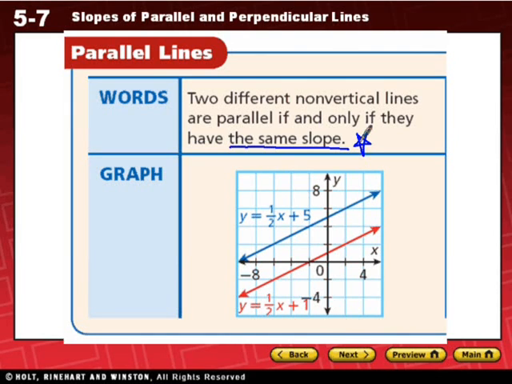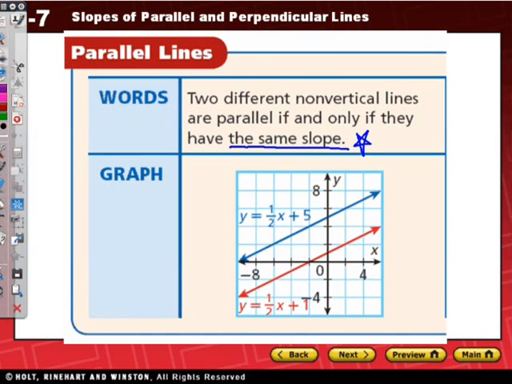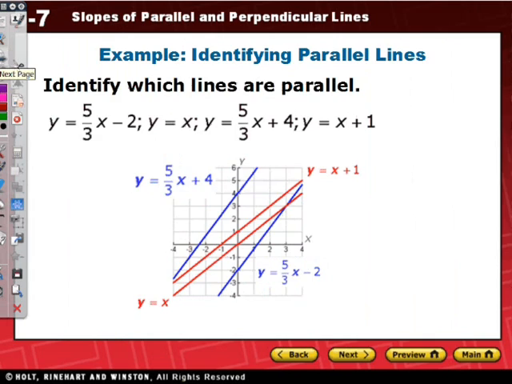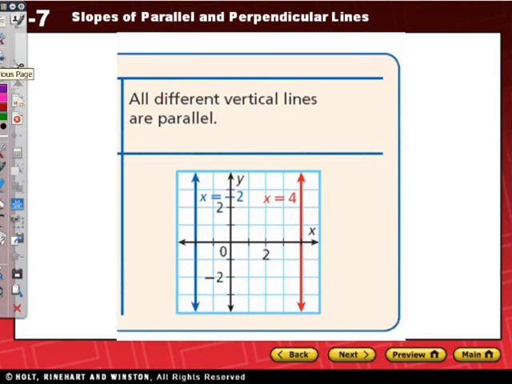I'm going to have you add one more thing to that box right now. Also, all different vertical lines are parallel. So add that into that nice big blue box there. Obviously, all horizontal lines are parallel too, but those do have the same slope, right? Those have slopes of 0. The vertical lines have undefined slopes, but they still are parallel.